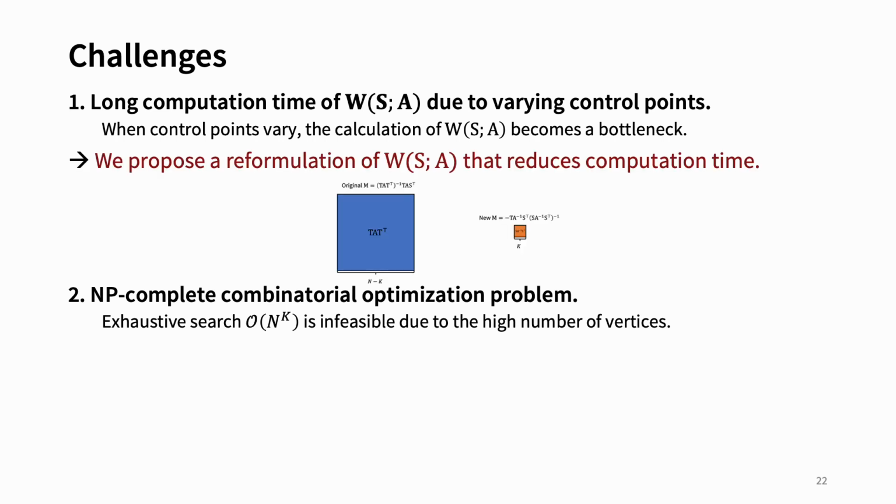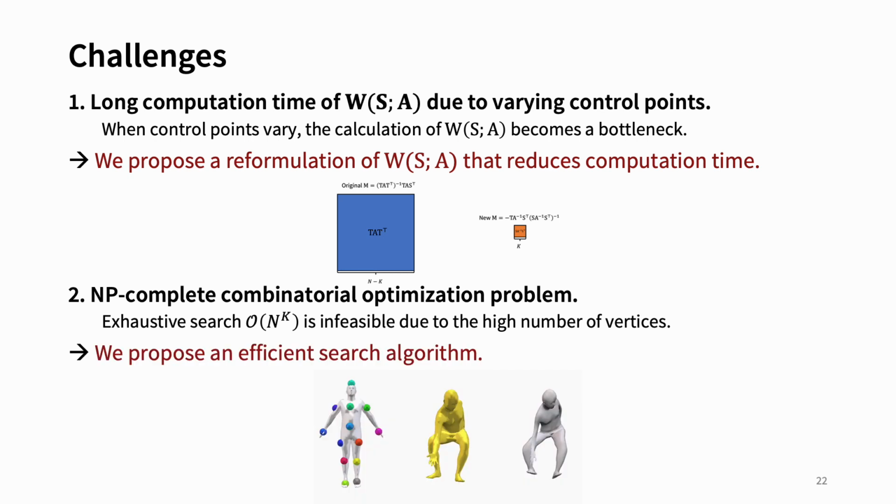To address these challenges, first, we introduce a reformulation of biharmonic weight that yields the same biharmonic weight matrix W while solving a linear system on a much smaller scale. We also propose an efficient search algorithm that reduces the time complexity while effectively finding nearly optimal solutions.